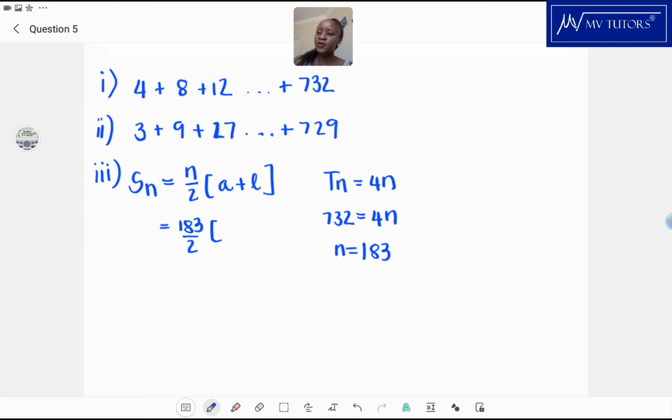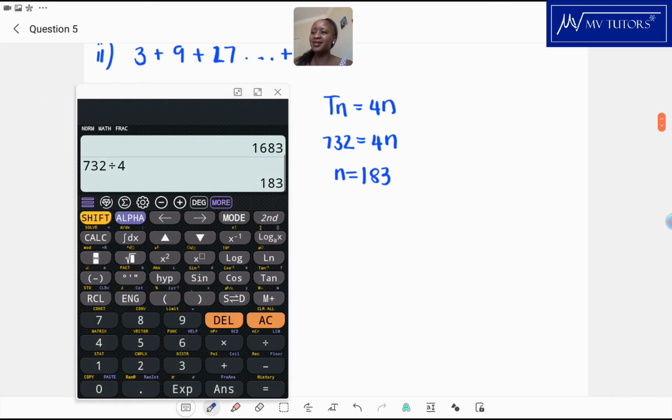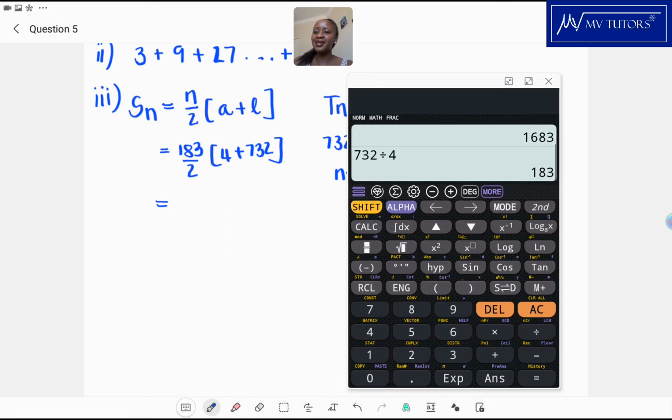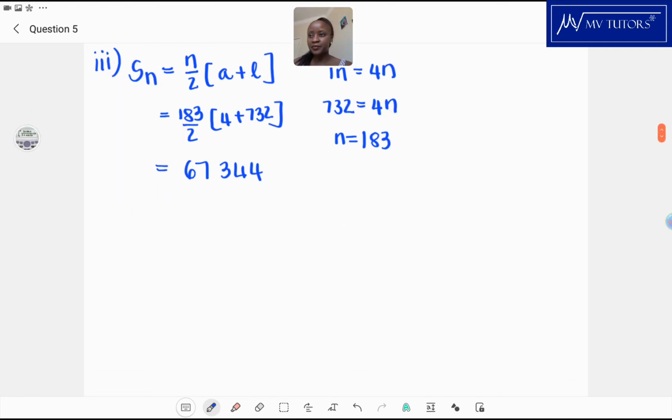Okay, so 183 over 2. The first term is 4. The last term is 732. And the sum thereof, therefore, is 183 over 2 times 4 plus 732. It is 67,344. Okay, now let's have a look at the geometric.